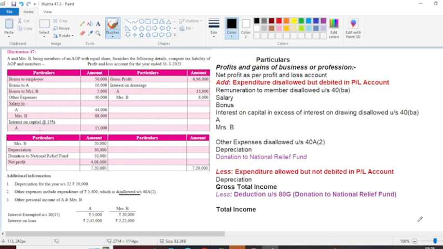Let us continue with the next calculation, the income calculations for the members, in part 2. Thank you.